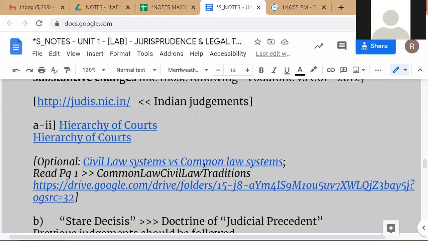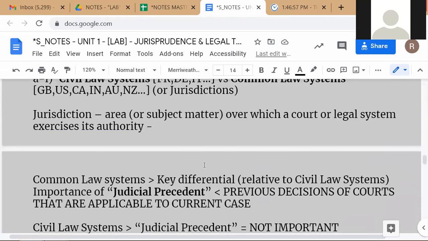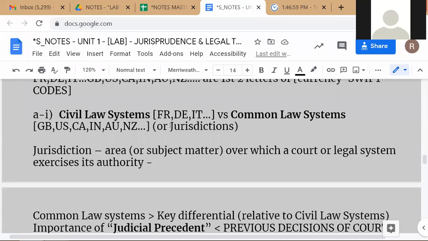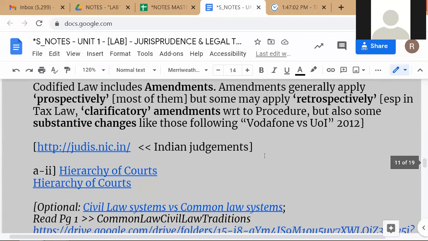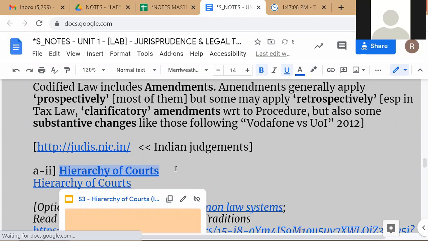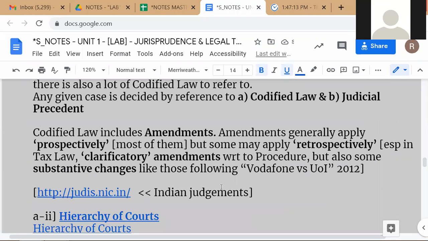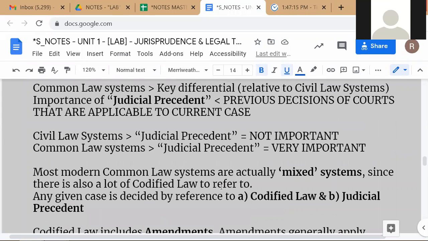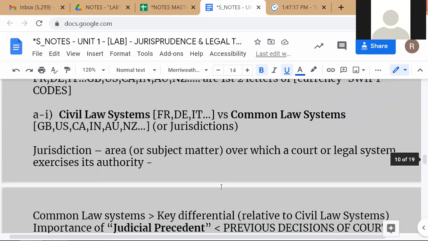Second point we have here: A1 is civil law versus common law. The second point is the hierarchy of, yes, Shashank? So this point is not very clear to me. Judicial precedent is more important in which of the scenarios, civil law or common law? No, it is more important in common law, in common law systems.